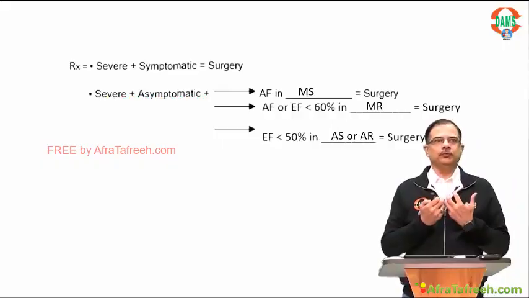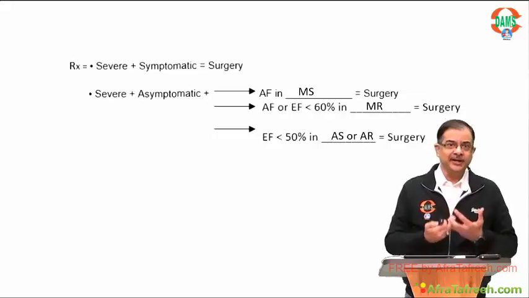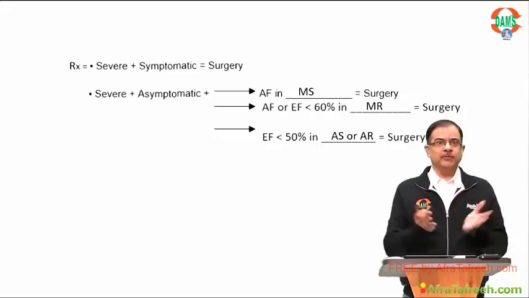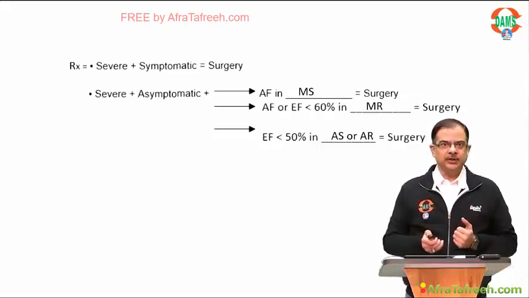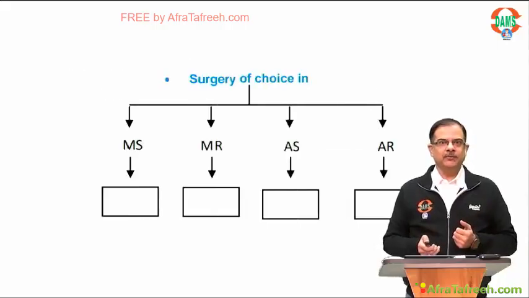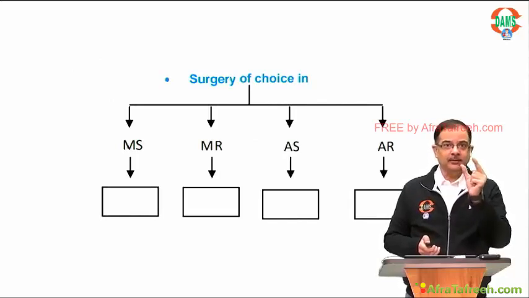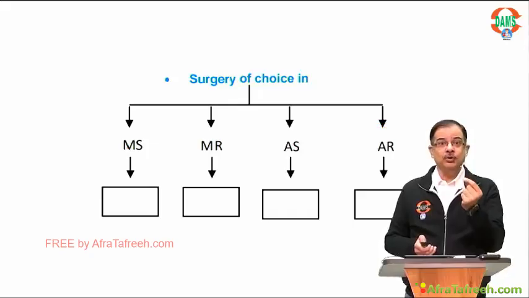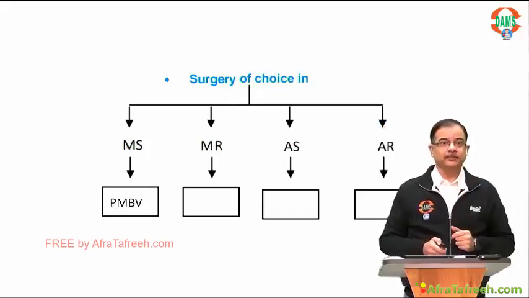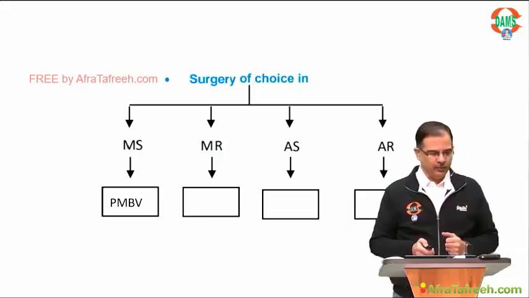So no details, no complicated flowcharts are needed for you at this level. You should have a broad idea of what the treatment decision should be and what the surgery of choice is. Surgery of choice for a case of mitral stenosis is balloon valvotomy. A percutaneous catheter is put in the mitral valve. Percutaneous mitral balloon dilatation, balloon valvotomy, PMBV.